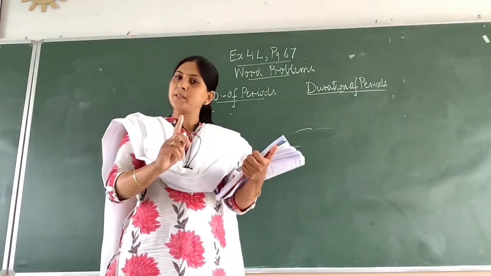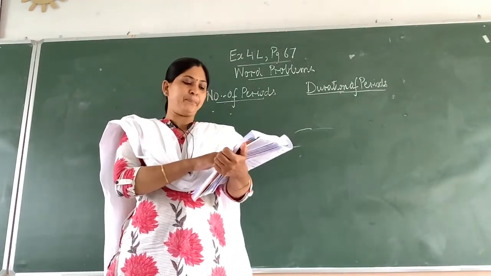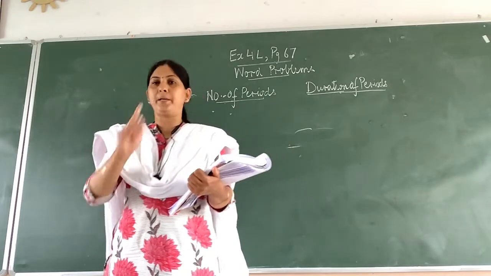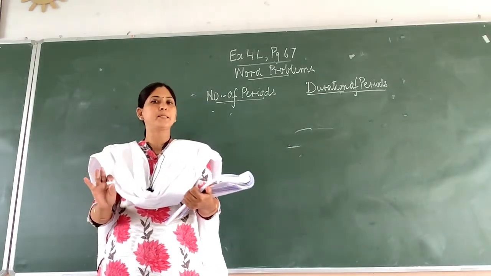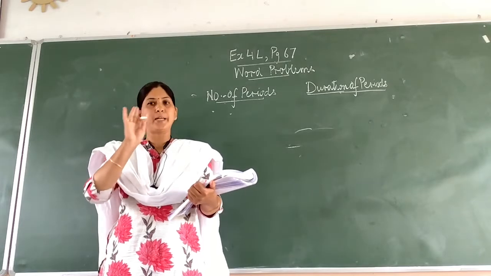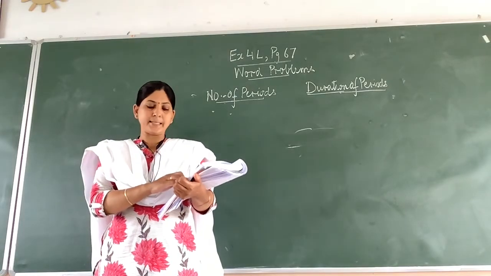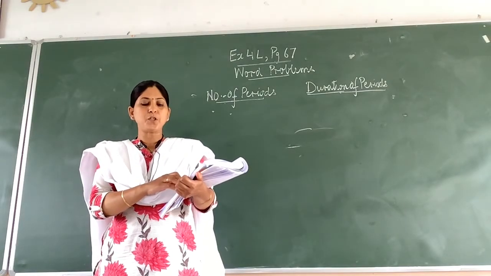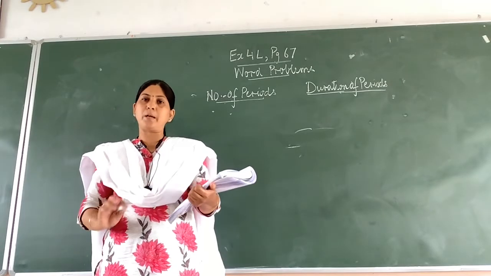Now we will read the first statement once again. A teacher takes 4 periods in a day. How many periods does she take in a day? In one day she takes 4 periods. Let's read the next sentence. The duration of each period is 5/12 hours.